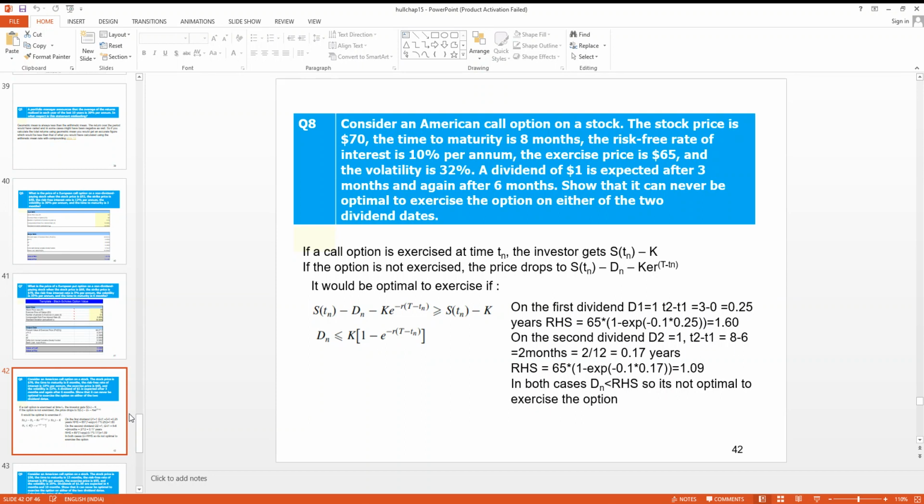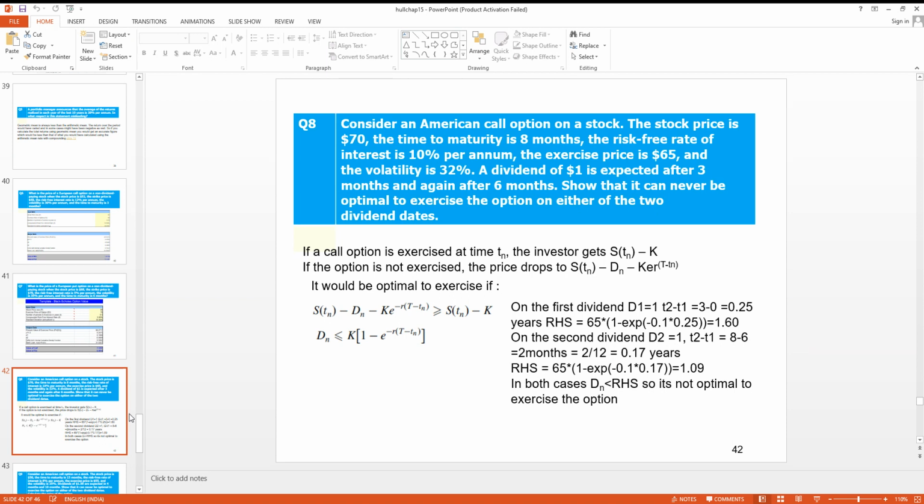So on a call option exercise at time Tn, the investor gets S of Tn minus K, which we know as ST minus K. If not exercised, the price will drop to ST minus Dn, which is the amount of dividend, minus K times e raised to the power of minus R times T minus Tn, which is the remaining time to maturity. So it will be optimal to exercise if ST minus Dn minus K e raised to the power of minus R times T minus Tn is greater than ST minus K.